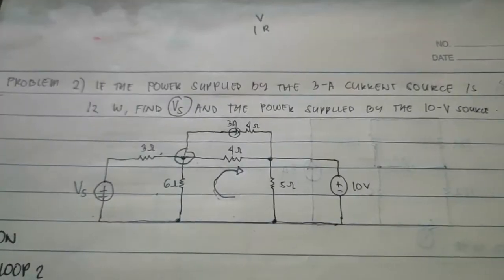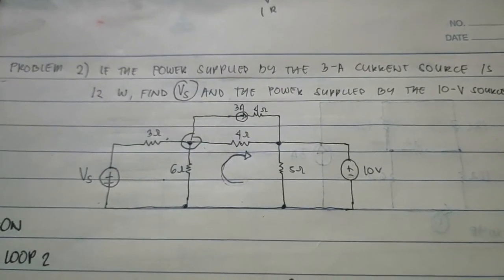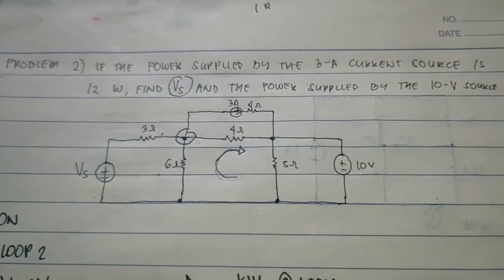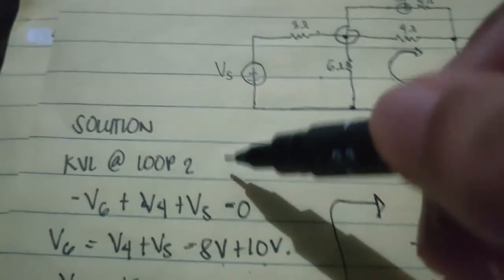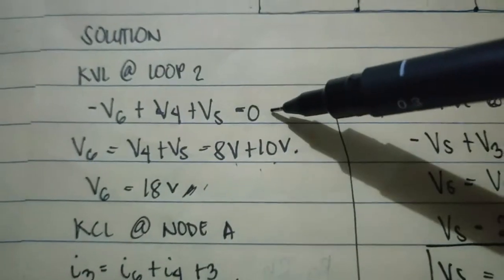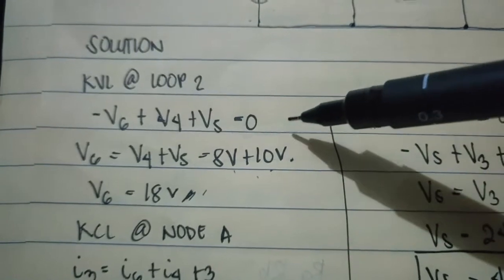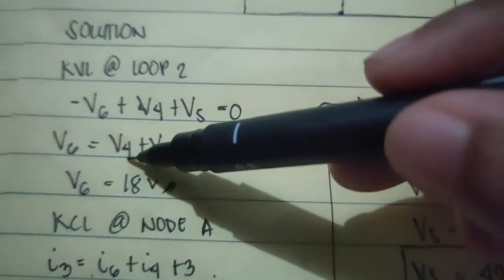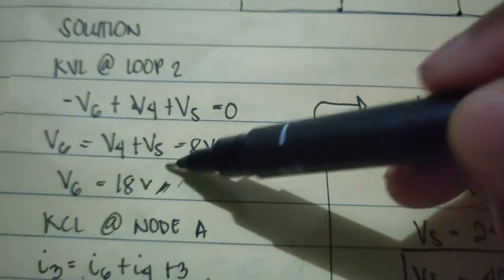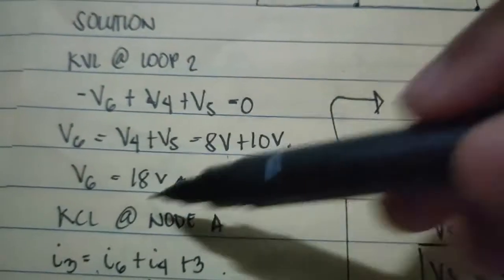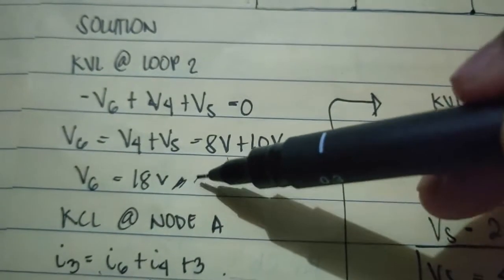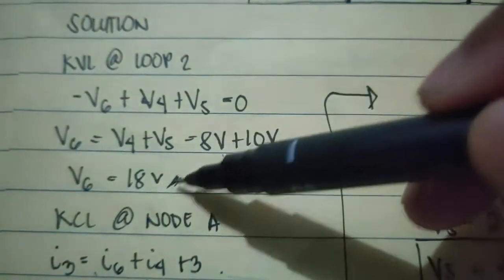If the power supplied by the 3 ampere current source is 12 watts, find Vs and the power supplied by the 10 volt source. So this is our circuit. For our first step, KVL at loop 2. Assuming that this is our loop 2 here, negative V6 plus V4 plus V5 is equal to 0. So V6 is equal to V4 plus V5. So 8 volts plus 10 volts, V6 is equal to 18 volts.